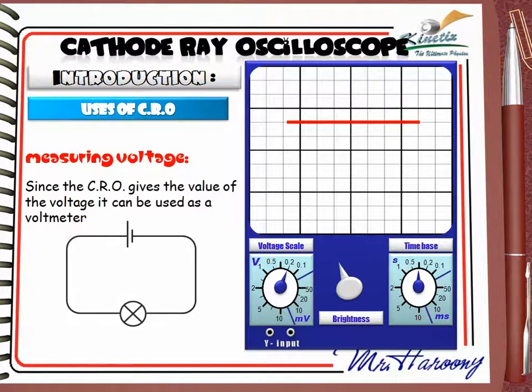If we want to measure the potential difference across the bulb, for example, simply connect it in parallel to the Y inputs of the CRO as shown by the diagram. This was a short introduction on uses of CRO and dealing with the interface.